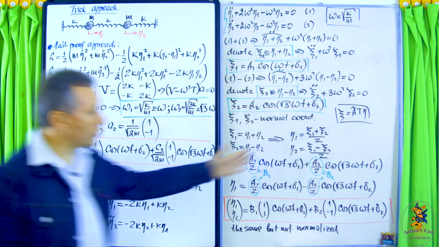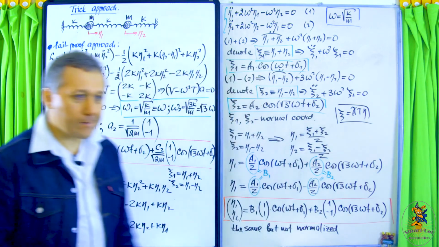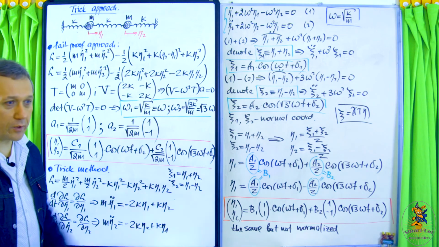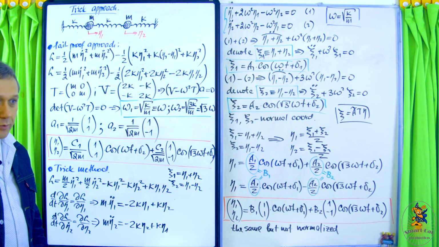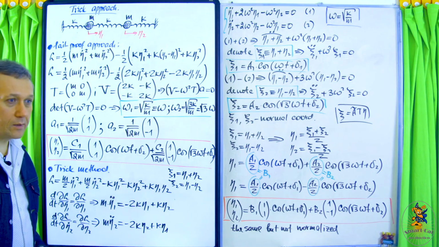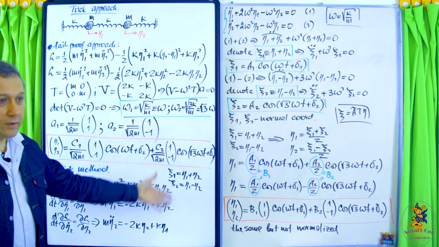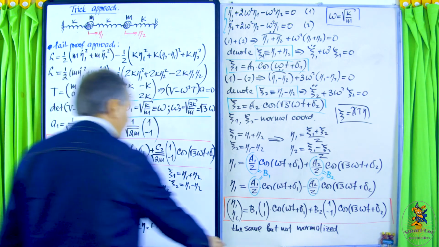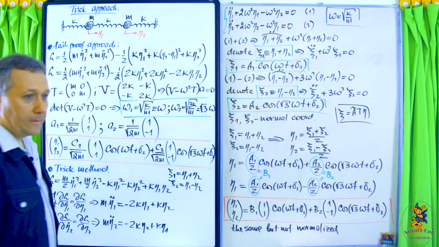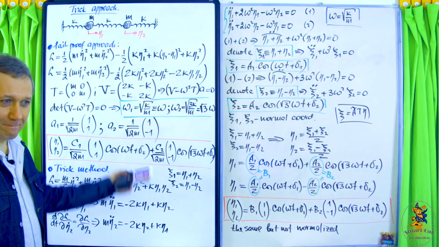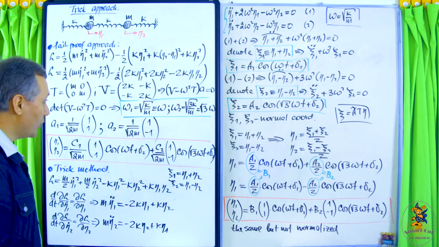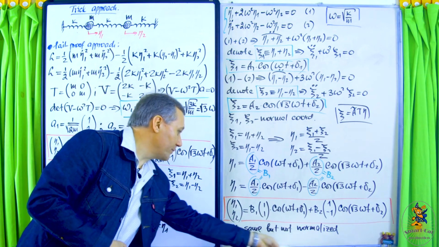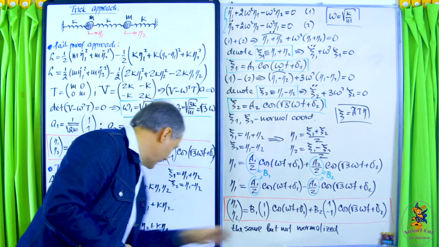So if you don't want to go through this multiplication of columns and matrices, you can just, by looking at that, you should be able to get the linear combinations of etas, which can give you normal coordinates.